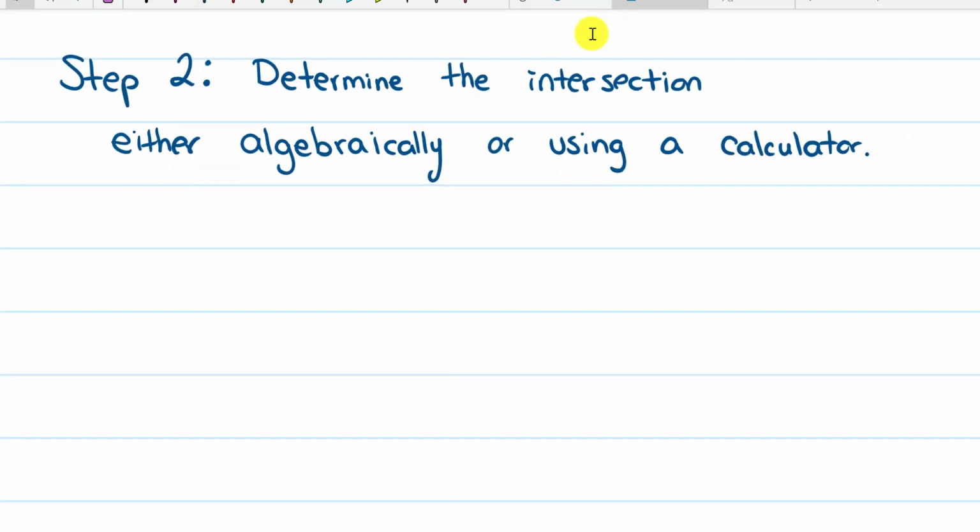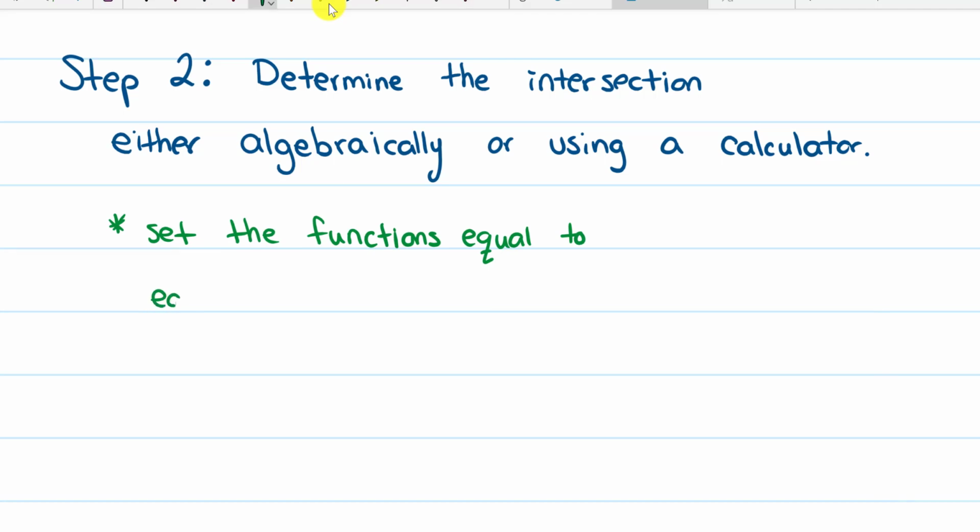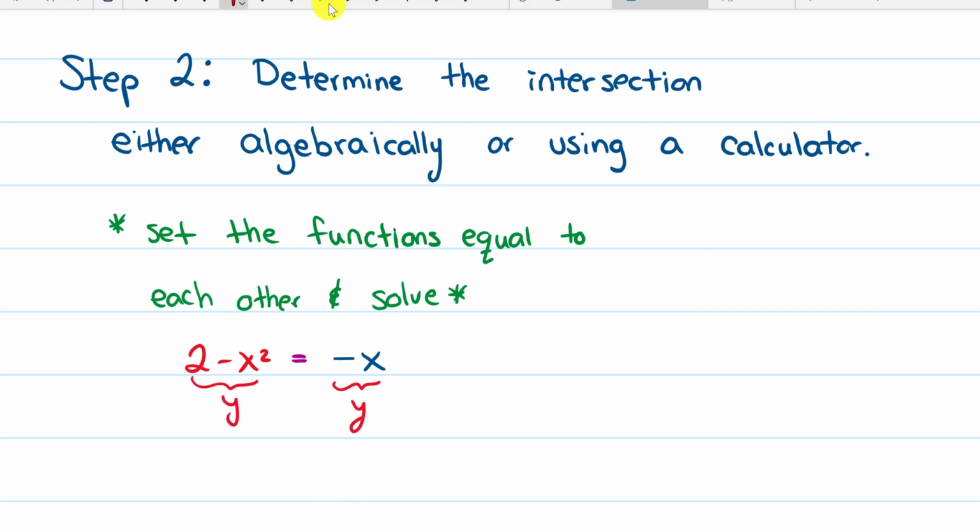Step 2. Determine the intersection either algebraically or using a calculator. The way that we do this, in order to find the x values at which these two functions intersect, is we're going to set each function equal to each other and solve. So you get 2 minus x squared is equal to negative x. That's because this equaled y and this equaled y. So when you set them equal to each other, the y's go away, and now we're just going to solve.